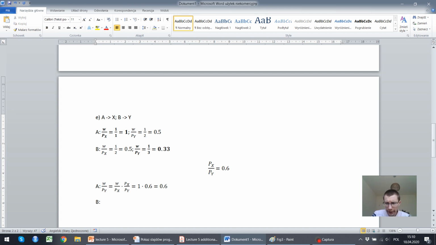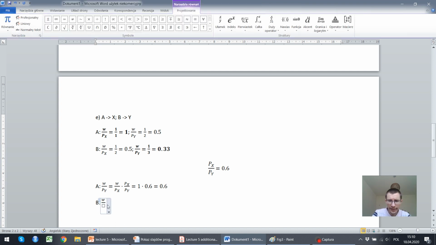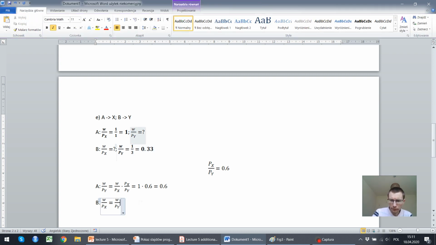Well, the same we can do for country B. For country B, the thing that we don't know is W over PX, since good X is not produced anymore in country B. So what we can do now is simply compute this. Let's do it like this: times 1 over the ratio of prices that we have out there, it's Py over Px. And we simply compute this equal to 0.33, which is 1 over 3, times 10 over 6.